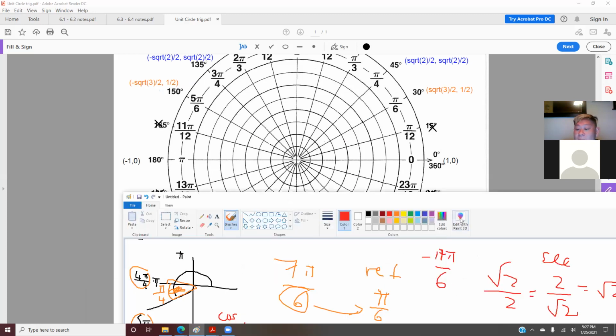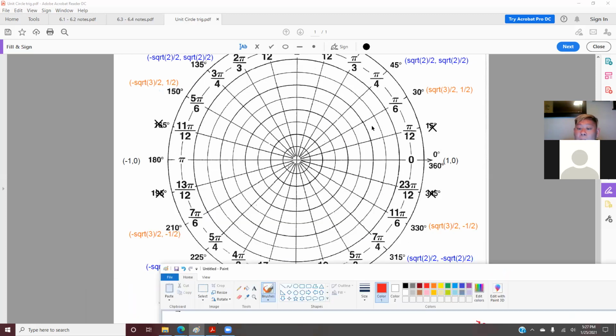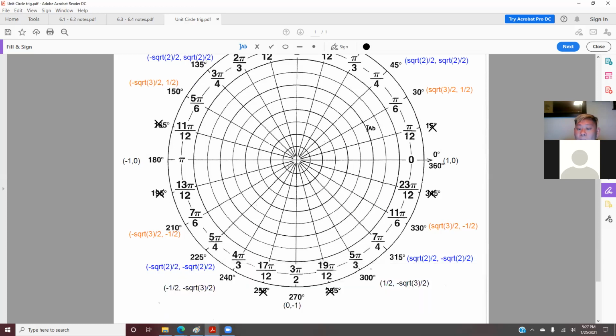Because 6 is 30 degrees. By looking at this, 30 degrees is count 2. 45 is count 3, and 60 is count 4. And 1 count is 15, correct? 1 count is 15, yes. But it's negative, so we have to go clockwise.